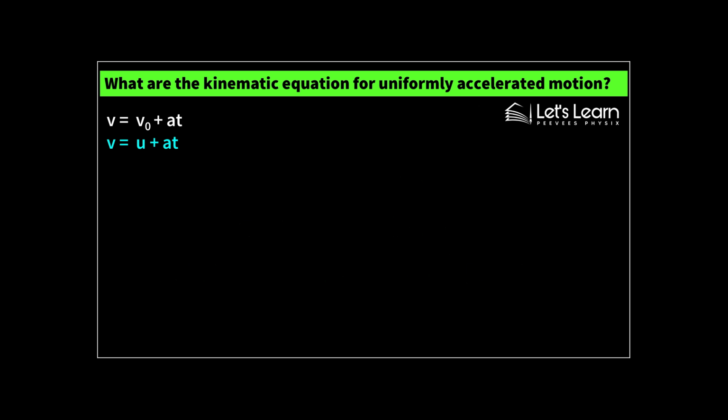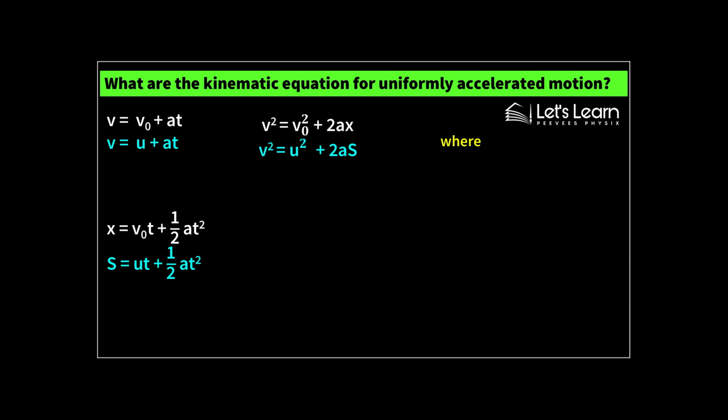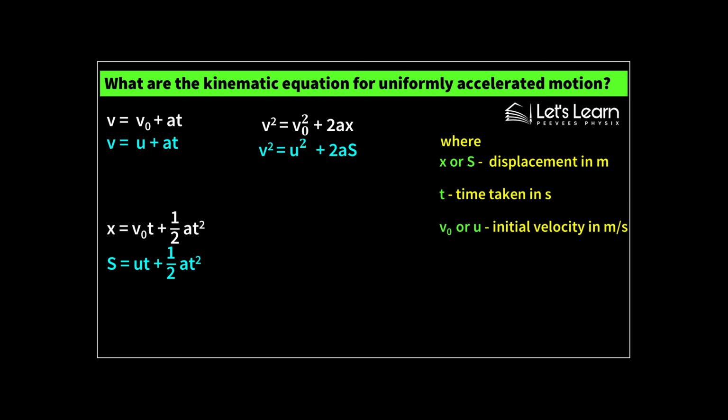The first equation is simply V equals U plus AT. Second equation is S equals UT plus half AT square. Third equation is V square equals U square plus 2AS, where S stands for displacement, which is in meter, T stands for time in second, U stands for initial velocity, V stands for final velocity, both in meter per second, and A stands for acceleration.